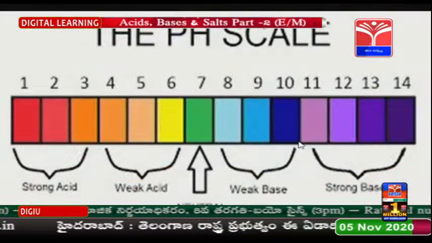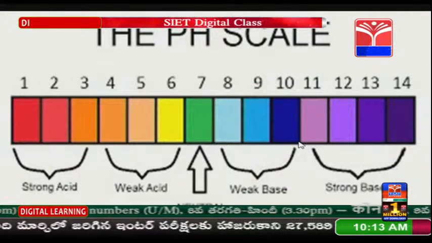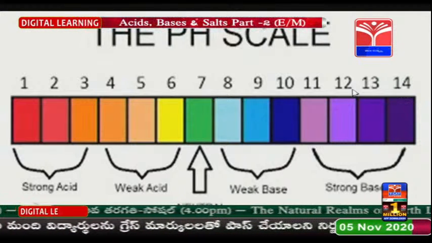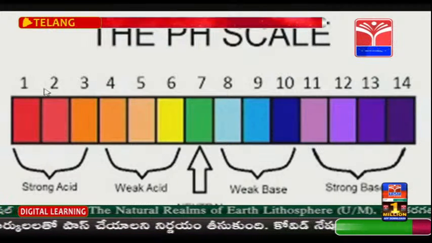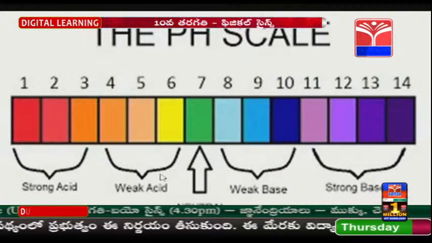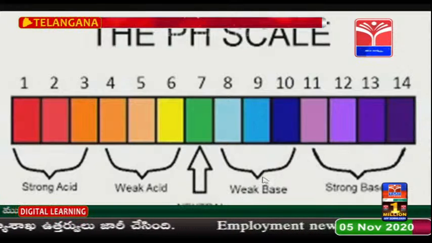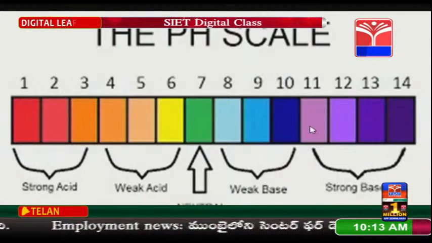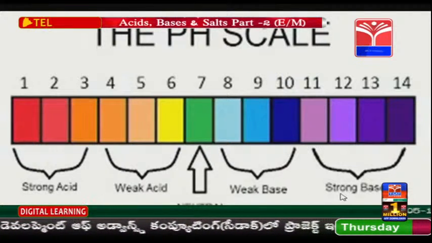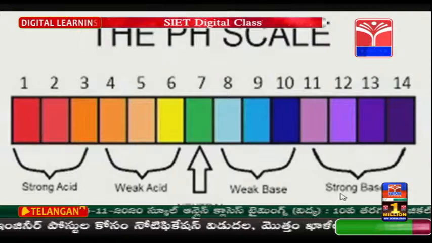Children, are you looking into that colorful scale? 1, 2, 3, 4, 5, 6, 7, 8, 9, 10, 11, 12, 13, 14. So, this scale is calibrated from 1 to 14. 1 to 3 is the representation for strong acid, and 4 to 6 is the representation of weak acid, and 7 represents the neutral solution, 8 to 10 represents weak base, 11 to 14 represents strong base. 1 to 6 represents acid on pH scale, and 8 to 14 represents a base on pH scale.